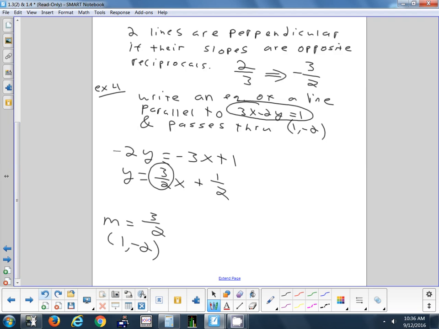Now what if I said perpendicular? For your slope, you would use -2/3. Okay. Any questions before we look at the last problem?